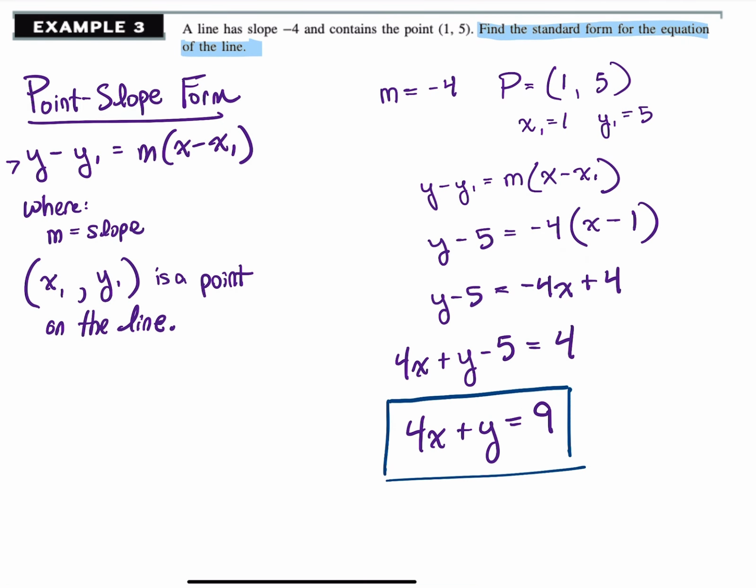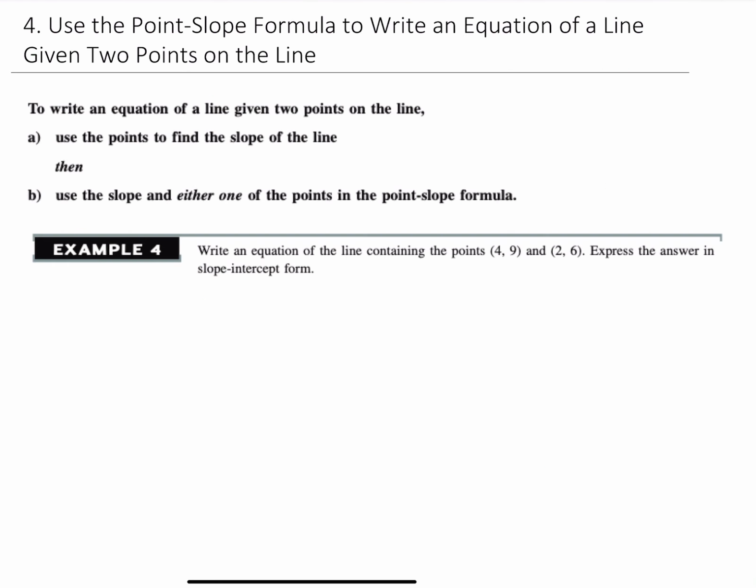But let's say you're just given two points on a line. So that's our next example. We can still use point-slope form. We just need to find the slope between the two points as our starting point. So that's the little instructions they give us. If we're given two points on the line, first use the two points to find the slope, and then use the slope and either one of the points. It doesn't really matter. As long as we stick with a single point, you can plug that into point-slope form. So let's give that a try.